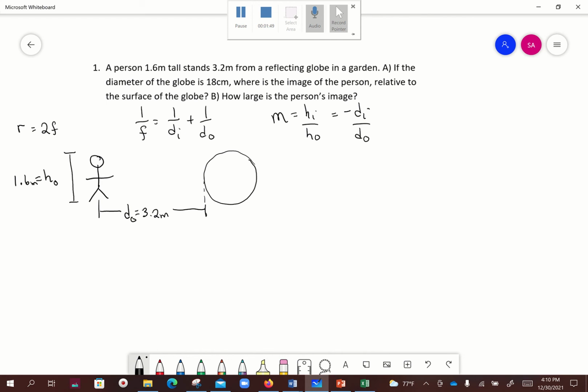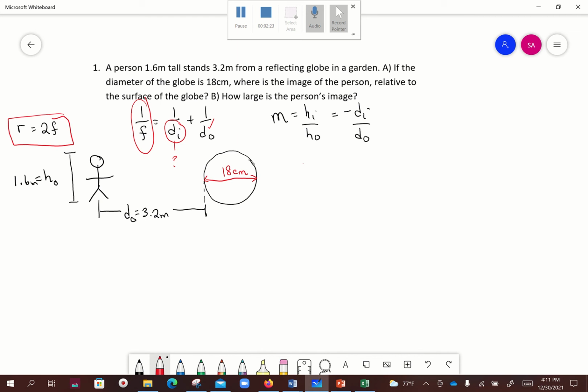All right, so let's analyze this a little bit. So I've got DO. I want to find DI. And so in order to use this equation to find DI, I need to then know what the focal length is. Do I know what the focal length is? No, but I'm told what the diameter is. The diameter is 18 centimeters. So I can use that and the equation R equals 2F to give me the radius.